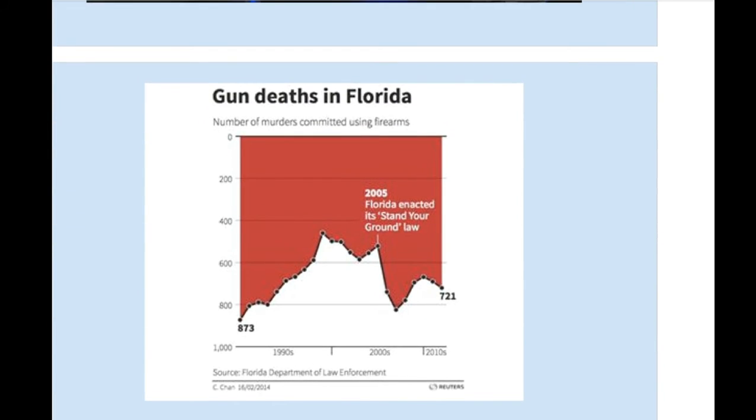Looking at the next one, gun deaths in Florida. So looking at the number of murders committed using firearms. It looks like, okay, it gets relatively high, and then as soon as Florida enacted its Stand Your Ground law, which is a controversial law in itself, but nevertheless, it looks like there's a drop. So gun deaths dropped significantly after that.